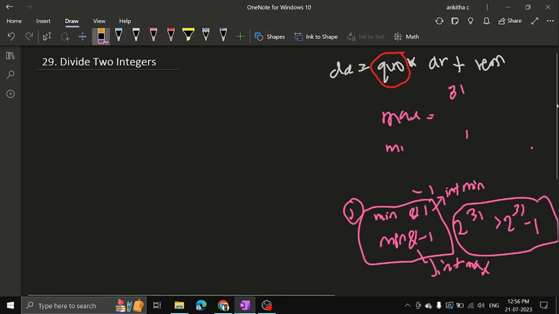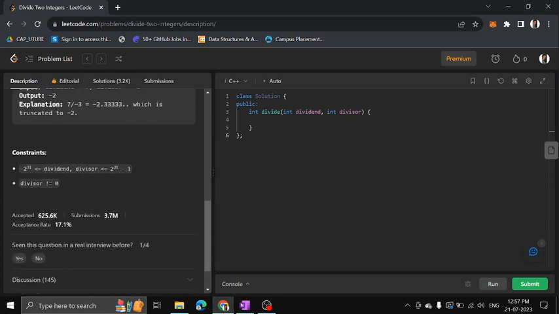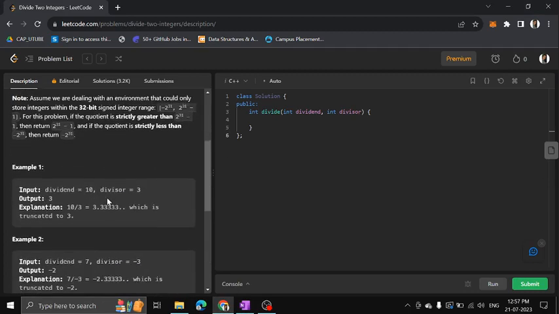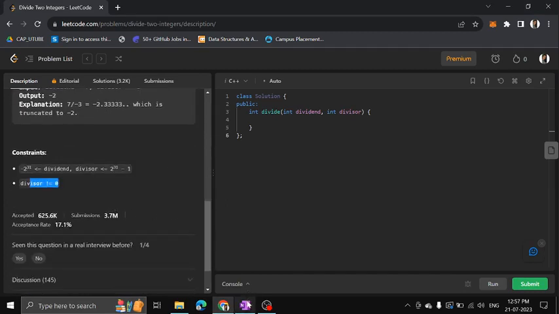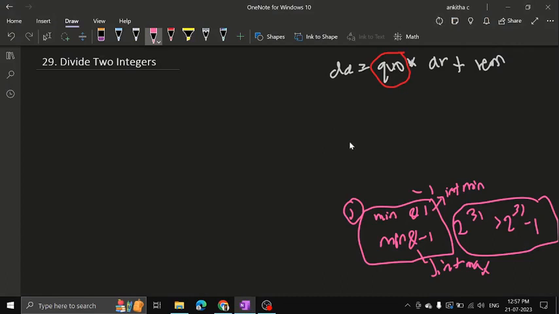So after this, I'll erase all this. And they told divisor will not be 0. And they told either dividend or divisor can be positive or negative. So before doing the division, we have to convert them into positive numbers. But before converting them to positive numbers, we should get to know whether the answer should be positive or negative. So how do we get to know?